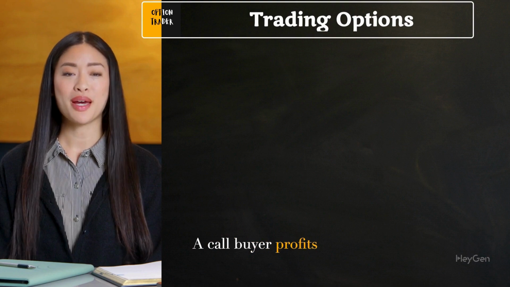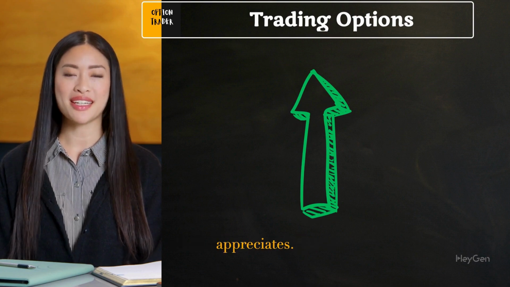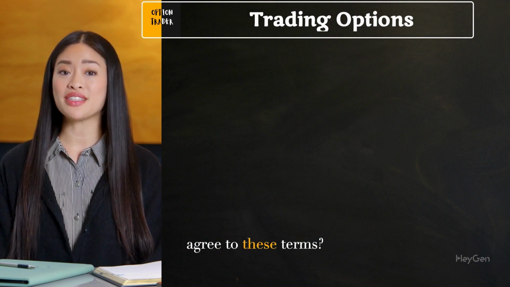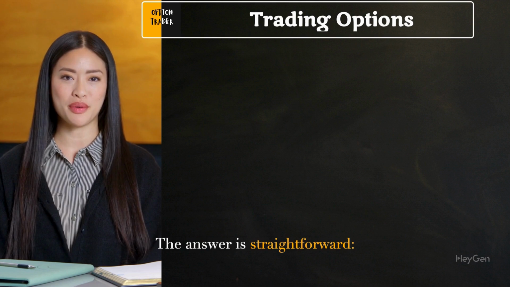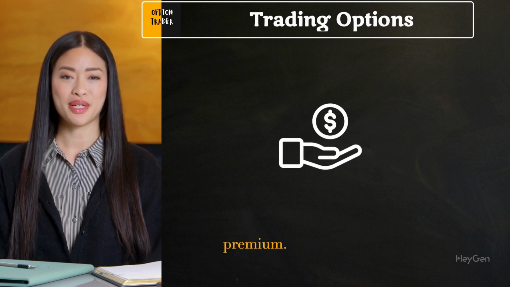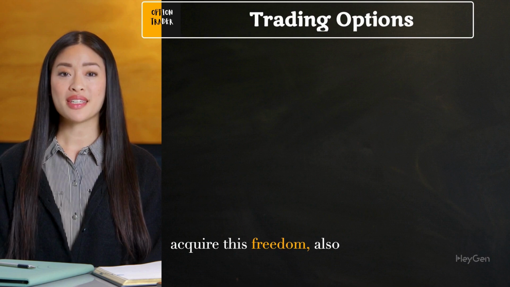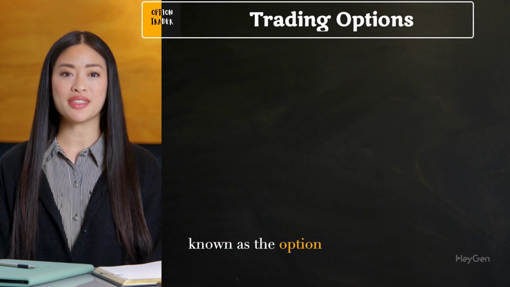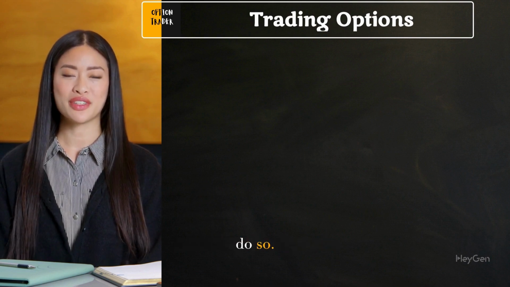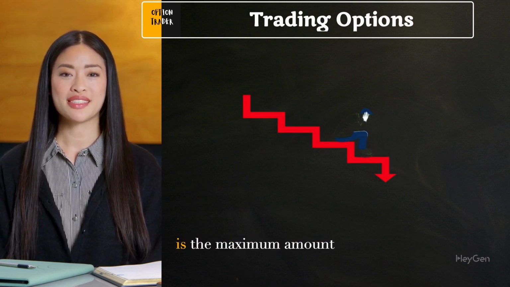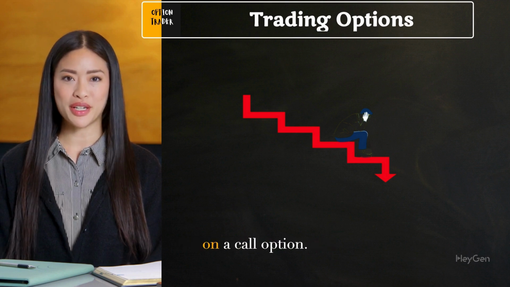A call buyer profits when the underlying asset appreciates. Why does the seller agree to these terms? The answer is straightforward: money, known as the premium. Therefore, call buyers will pay a fee to acquire this freedom, also known as the option to buy the asset if they choose to do so. This charge per share is the maximum amount a buyer can lose on a call option.